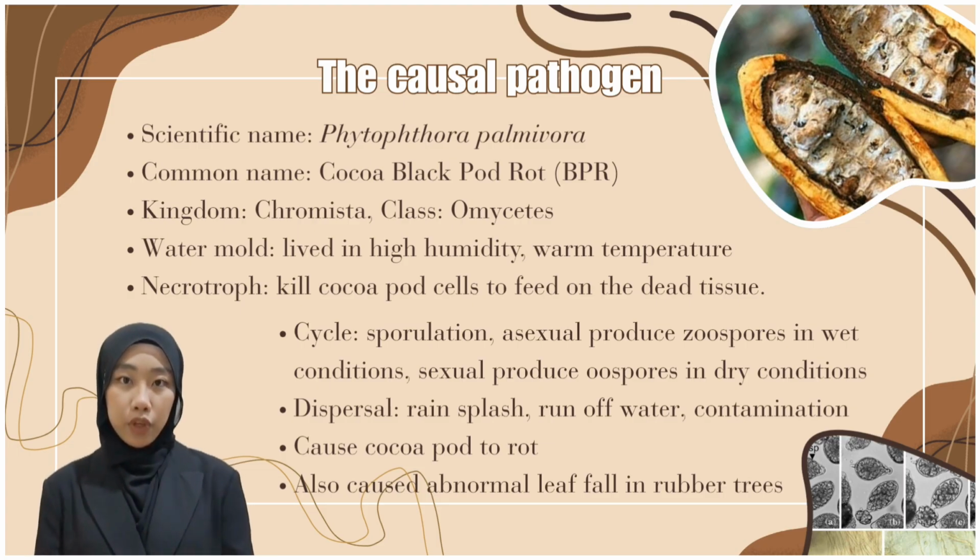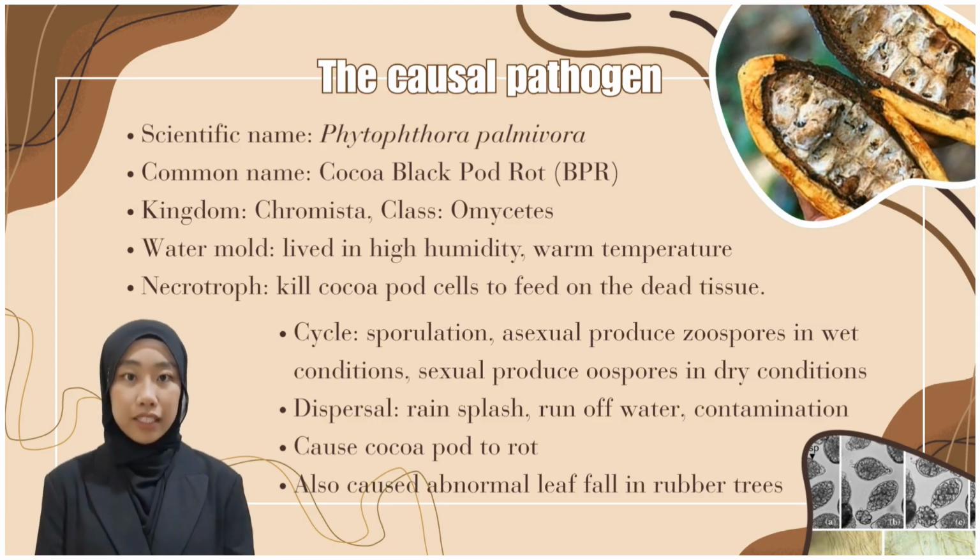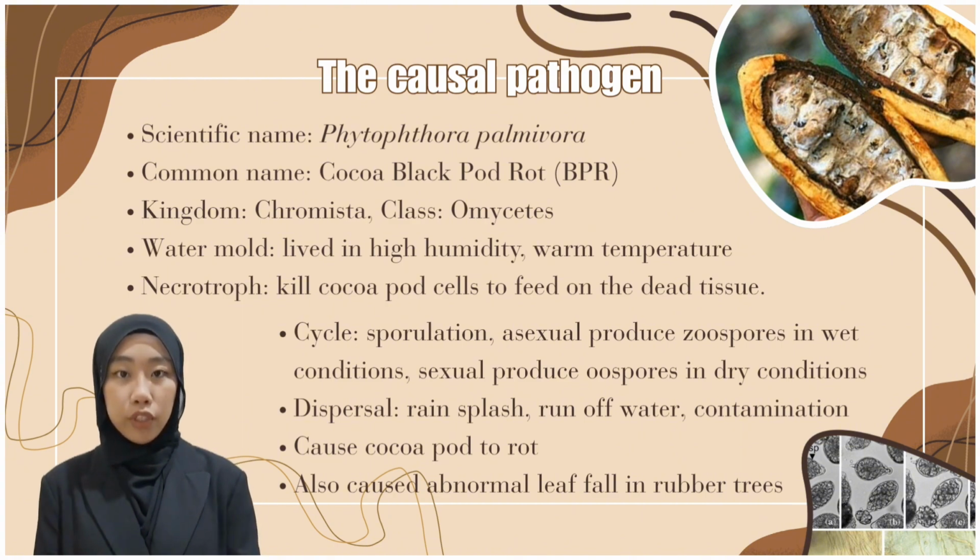First, I will talk about the causal pathogen of this black pod rot disease. Cocoa black pod rot, also known as PPR, is a disease which is caused by Phytophthora palmivora. It attacks the cocoa pod, which causes the cocoa pod to die. Other species of Phytophthora also attack rubber leaves and cause abnormal leaf fall.